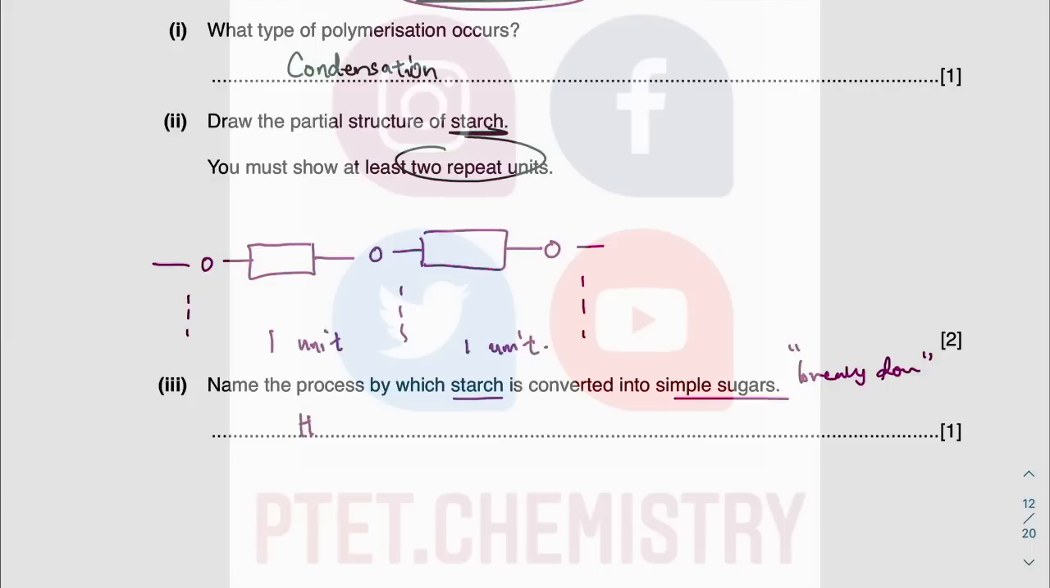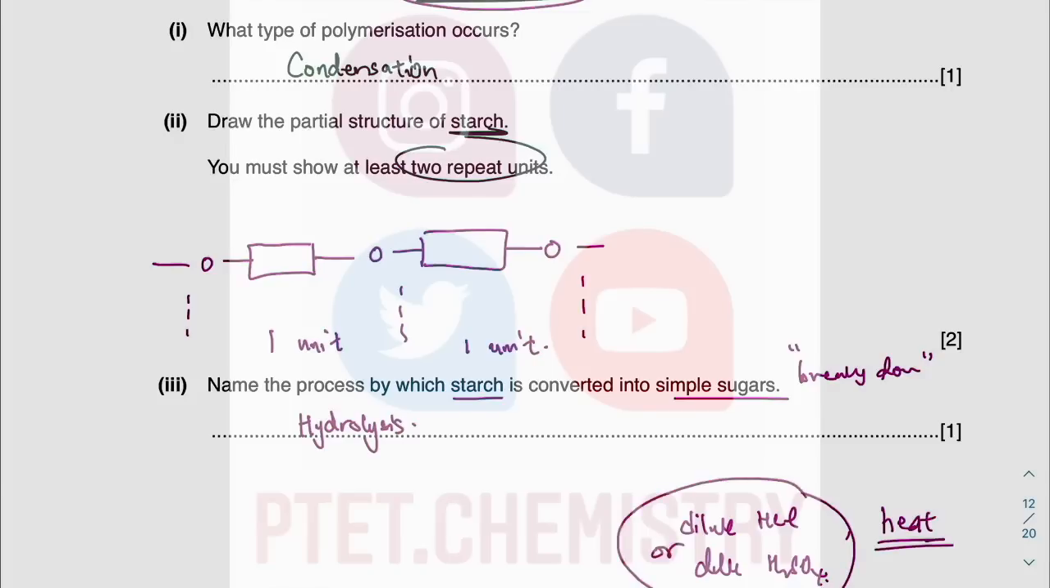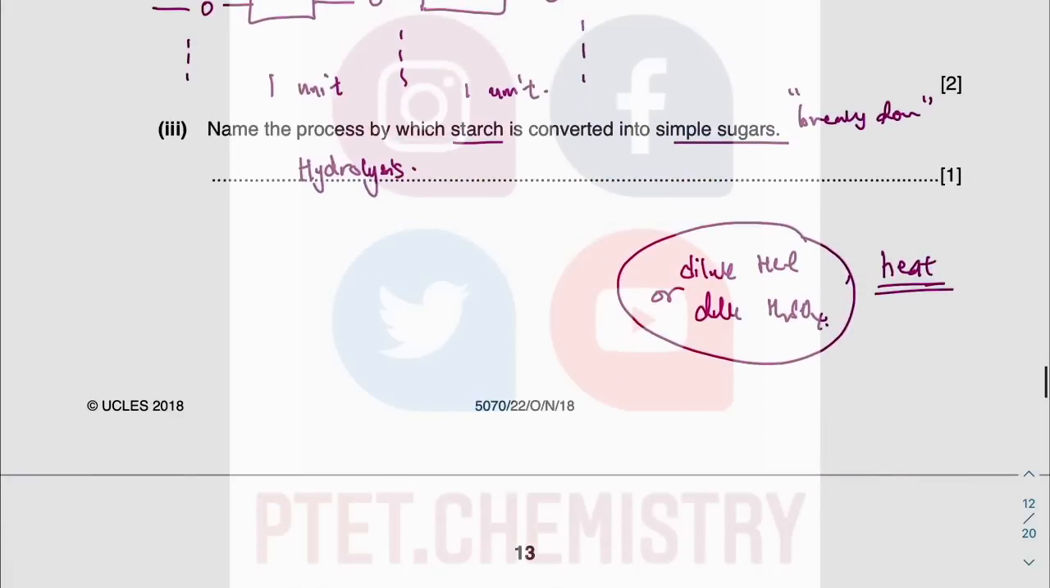So this is a process called hydrolysis, and I hope you know that you can use dilute HCl or dilute H2SO4. Those are the common acids you use, but what is important is you need heat. You can use any of the dilute acid conditions, and then you need heat to hydrolyze starch or to hydrolyze proteins or to hydrolyze fats. These are the typical acidic conditions together with heat that we use for hydrolysis.